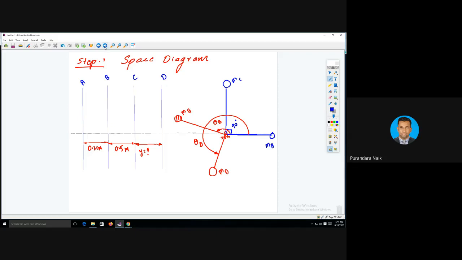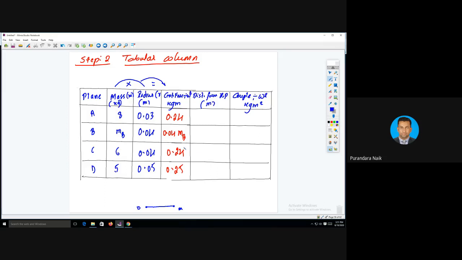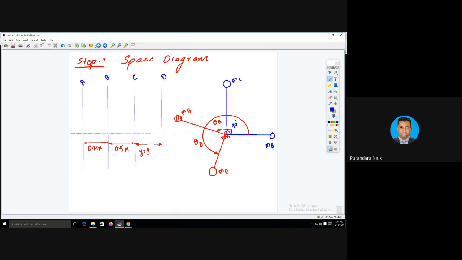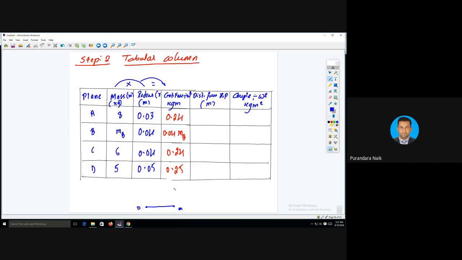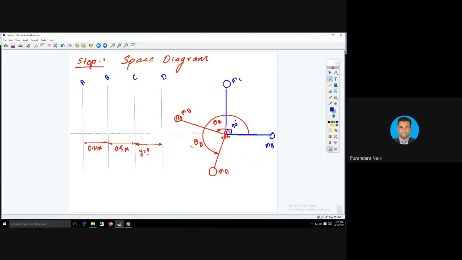You forget about that and go to the next mass. This is C, 0.24, and what is the angle? Angle of C is 90 degree. You can take 90 degree from the reference and draw it. This is the 90 degree, right? And you know the length also, that is 0.24 again. And you can draw it. It will reach somewhere here. Last one, 0.25. The length is known, but the angle is unknown. MD, theta D is unknown.